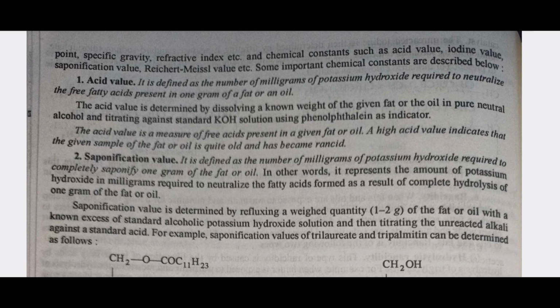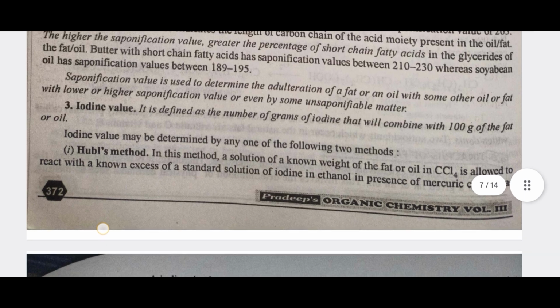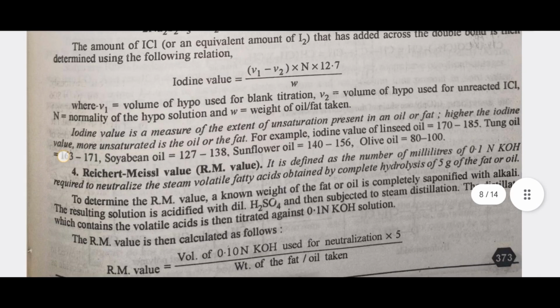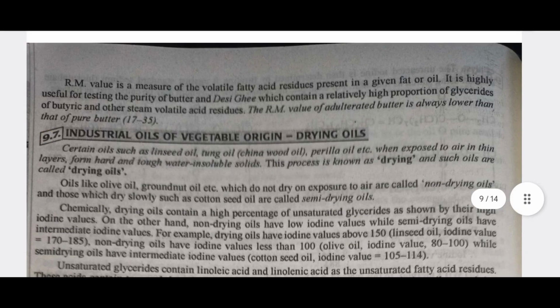Saponification value. It is defined as the number of milligrams of potassium hydroxide required to completely saponify 1 gram of fat or oil. Iodine value is defined as the number of grams of iodine that will combine with 100 grams of the fat. Reichert-Meissl value, RM value, is defined as the number of milliliters of 0.1 N NaOH required to neutralize the steam volatile fatty acids obtained by complete hydrolysis of 5 grams of fat or oil.